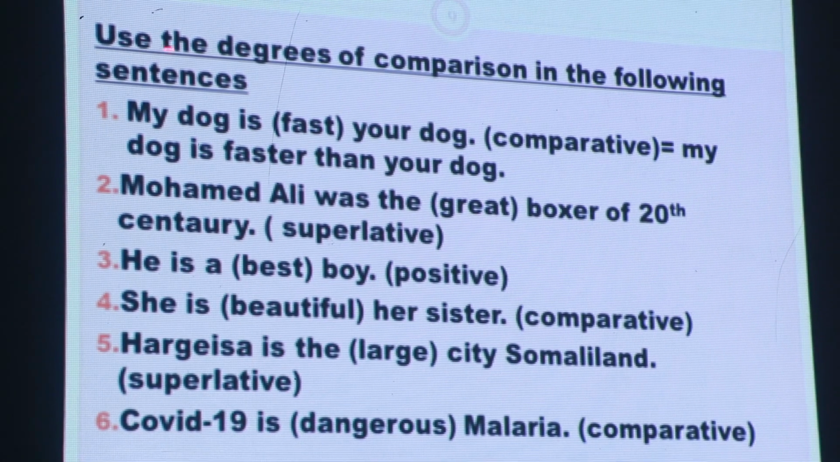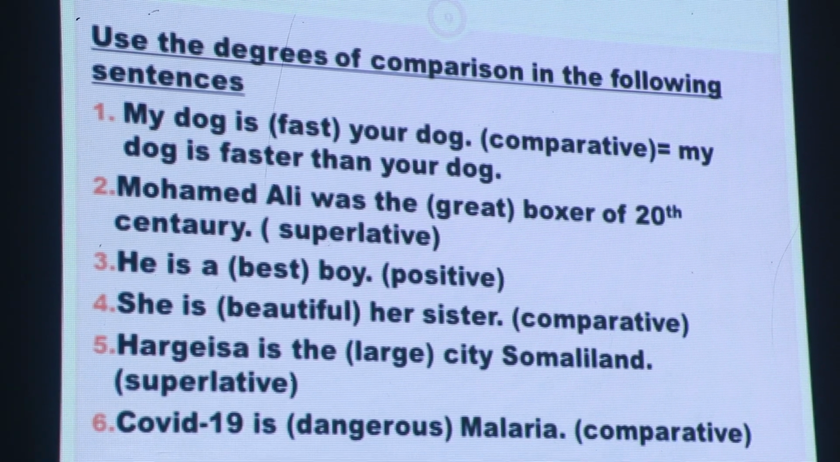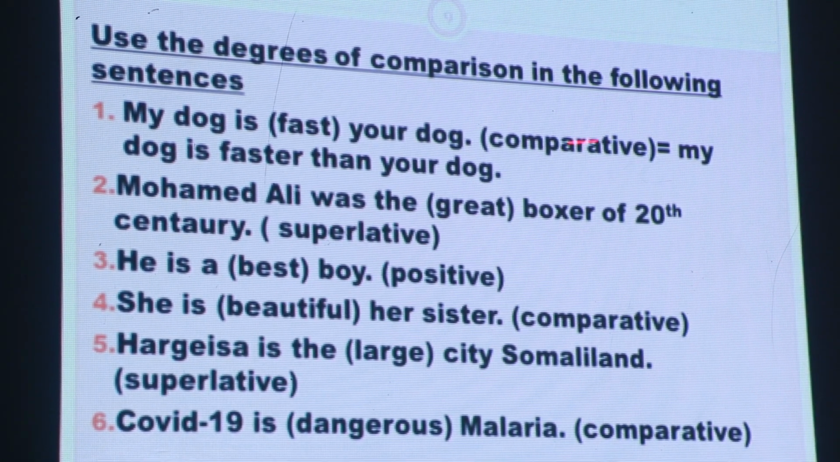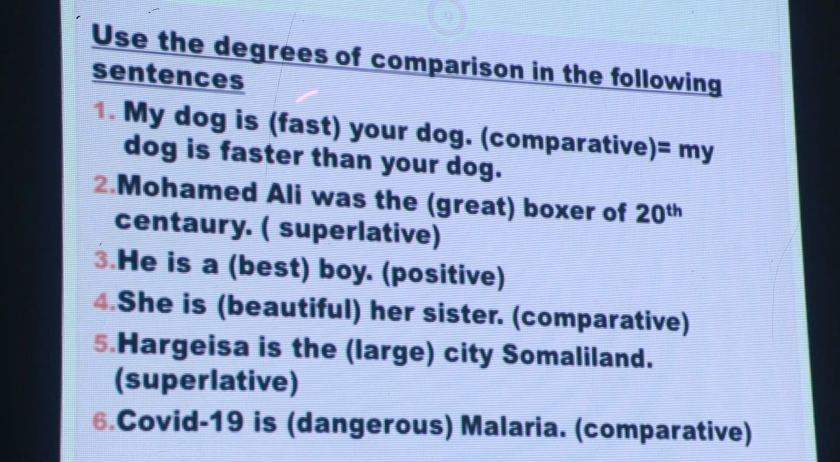Okay, let's check. Use the degree of comparison in the following sentences. For example, the first one is already done for you. My dog is fast. This is an adjective there. Your dog. So they want you to use this adjective. There are two dogs here. This is my dog and this is your dog. You are told to use the comparative adjective. You are going to use the comparative degree in this sentence.